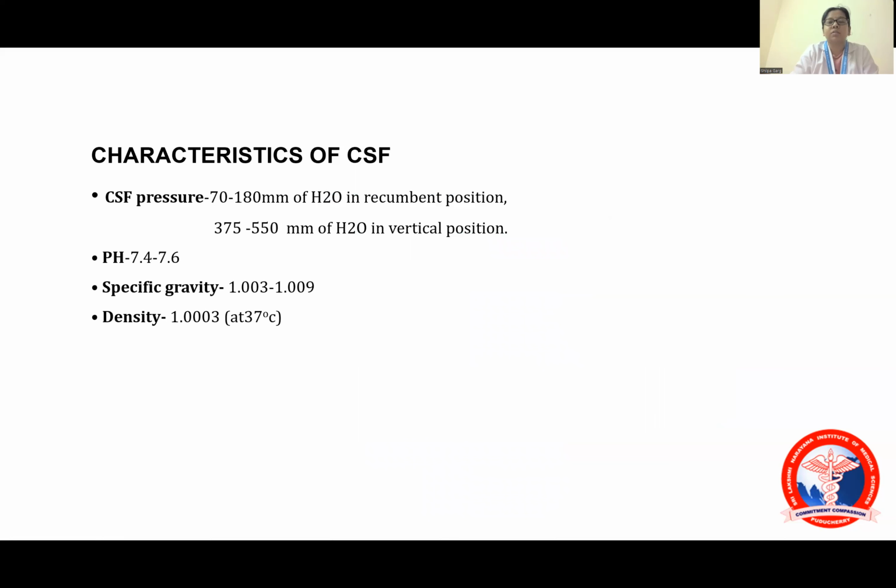What are the characteristics of CSF? Now, CSF pressure is different in different positions. In the lying down position, it is low, 70 to 180 mm of water. And in the vertical position, it is 375 to 550 mm of water. pH is almost physiological, 7.4 to 7.6. Specific gravity is 1.003 to 1.009. Density at 37 degrees Celsius is 1.0003.